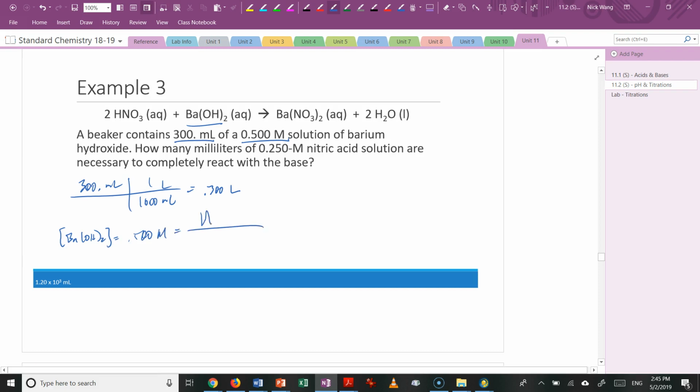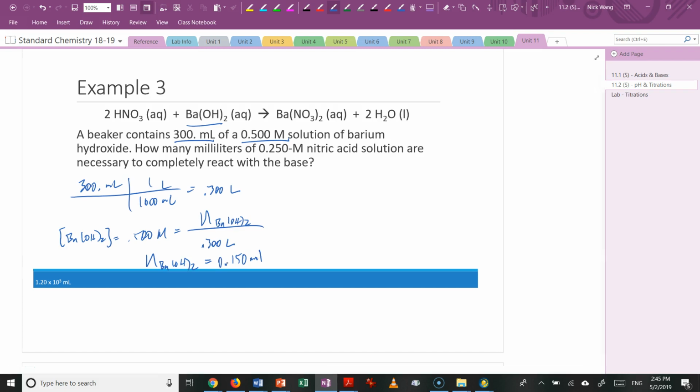set that equal to the mole amount of barium hydroxide that I'm solving for, knowing that I have a volume of 0.300 liters. So basically what I just did in the previous step, I can go ahead and plug in right there. Do some quick rearranging, and I figure out that the mole amount of barium hydroxide is equal to 0.0150 moles. Just kidding, that's 0.150 moles of this base.